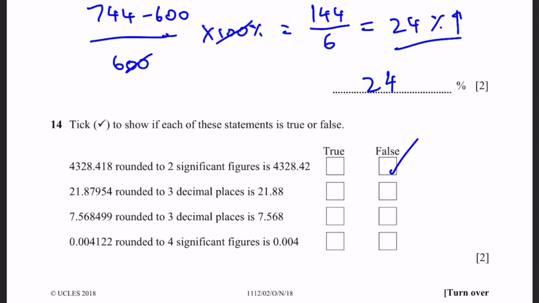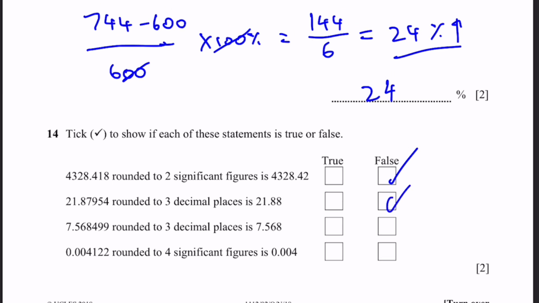21.87954 rounded to three decimal places is 21.88. This is false. Even though, yes, if we round to three decimal places, the fourth one is 5, which is greater than or equal to 5. So we add 1 to 9, we get 10. So we put 0 here and we add 1 here. So it'll become 21.88, right? But then, because it's 3 decimal places, we have to add the third decimal place, which is a 0. So that's why it's false. It's only given 21.88.